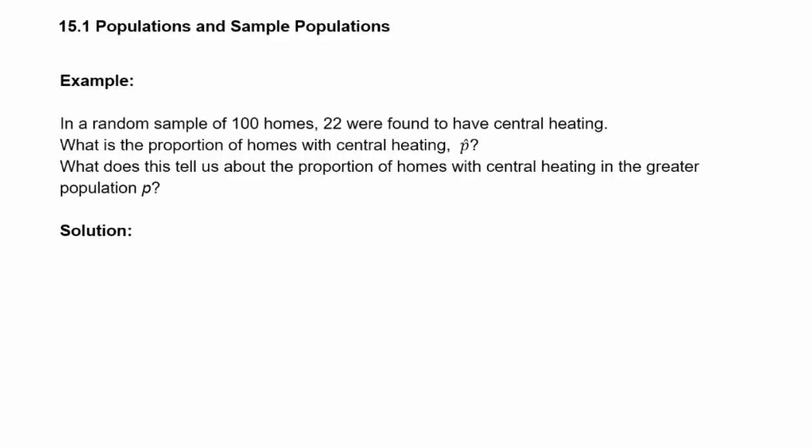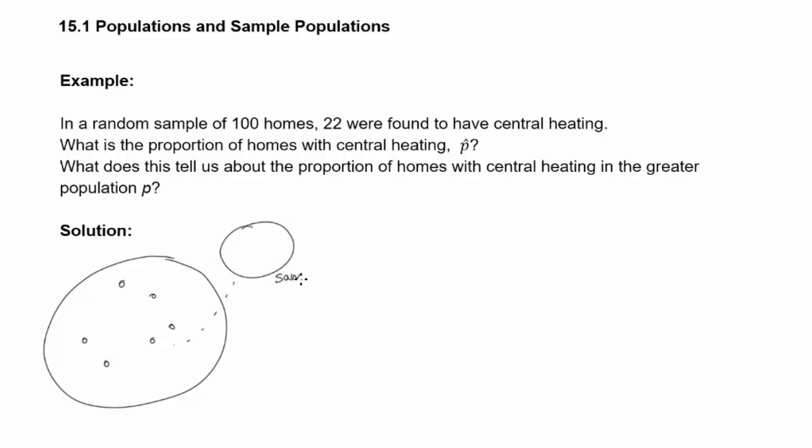So to answer this question, let's illustrate what it might look like. Imagine that the entire population of homes was contained within that circle. Now I take a random sample of 100 homes out of that circle. So I randomly select 100 homes. That's not 100, but I'm going to pretend it is. And put that in my sample of 100 homes. Now in that sample of 100 homes, 22 have central heating. So P hat equals my sample proportion, 22 over 100, which is 0.22 or 22%.